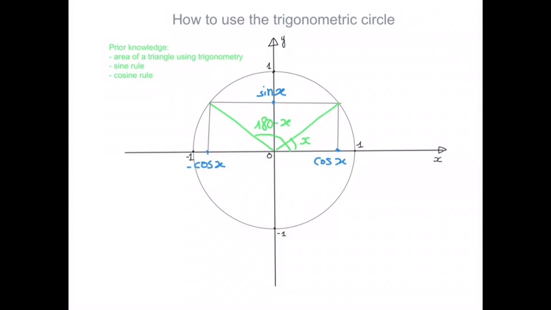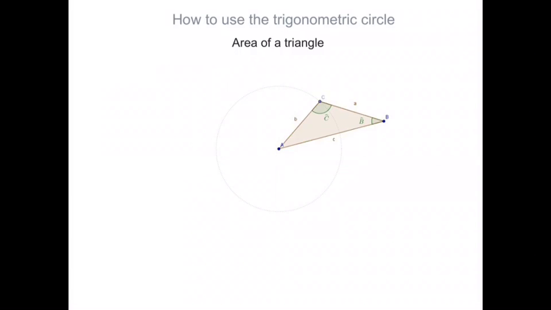This is what we need to keep in mind for what's coming next, so let's first have a look at the area of a triangle. If you've studied this topic, you must have seen that the area of any triangle can be given by half of b times c times the sine of angle A. And one question that you can rightfully ask yourself is, what happens if this A here becomes an obtuse angle? So let's see what would happen.